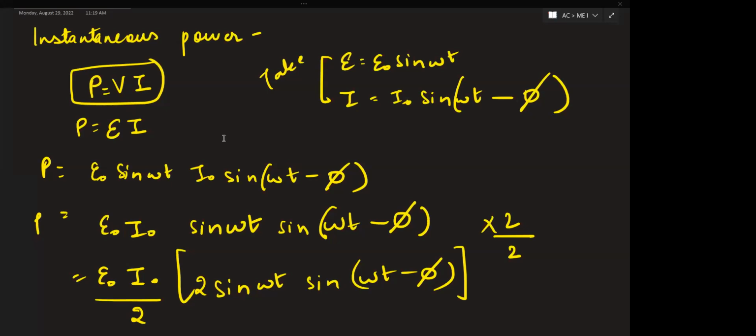We have multiplied and divided it by 2 because otherwise you cannot simplify it. So we require a trigonometric identity, and the trigonometric identity is only possible when we write 2 sin A sin B. So just to make this trigonometric identity, we had to multiply it.